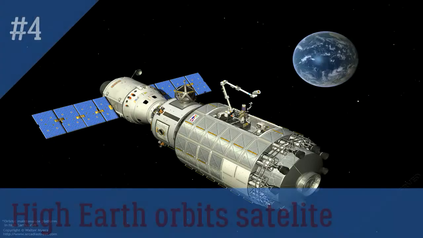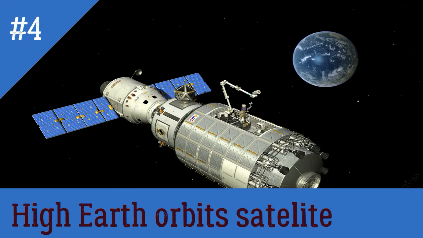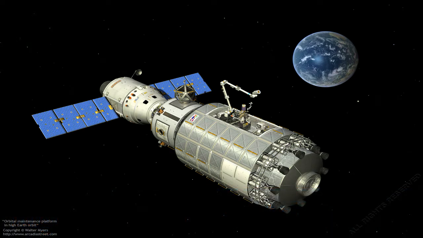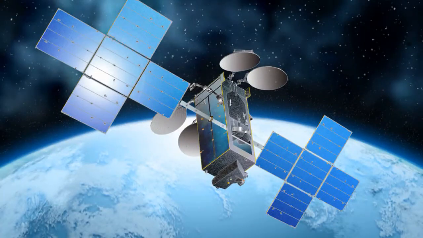Number 4, High Earth Orbit Satellite. A high Earth orbit is a geocentric orbit with an altitude entirely above that of a geosynchronous orbit. The orbital periods of such orbits are greater than 24 hours. Now, we explain the types of satellites one by one.